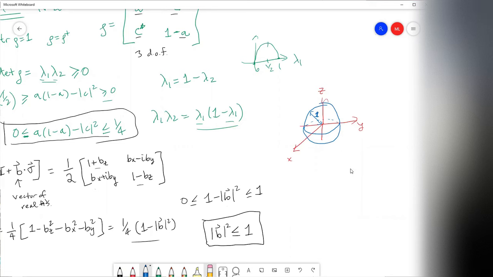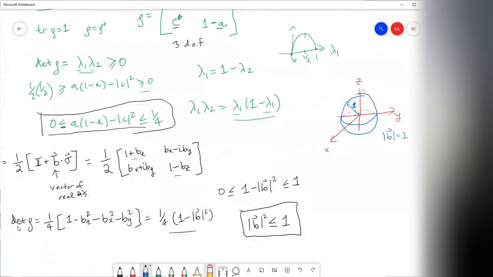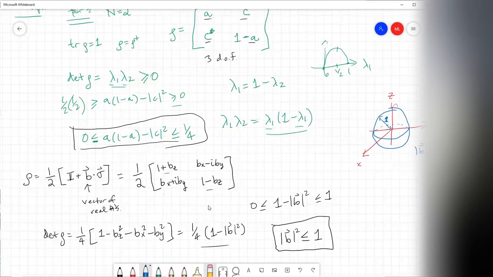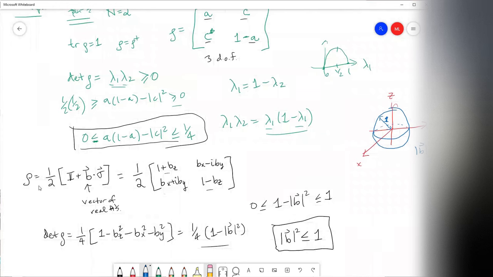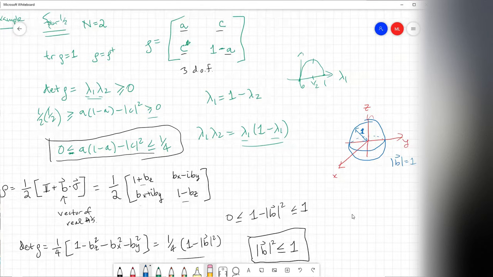And the intuition is kind of the following: if the B lives somewhere on the surface of this ball, and the magnitude of B is equal to 1, then what would that mean? If you go back here, that means that the determinant vanishes. So it means one of the eigenvalues of your density matrix, right, is 0. And so the other eigenvalue must be 1, because they have to sum to 1. So that means you're in a pure state, right?